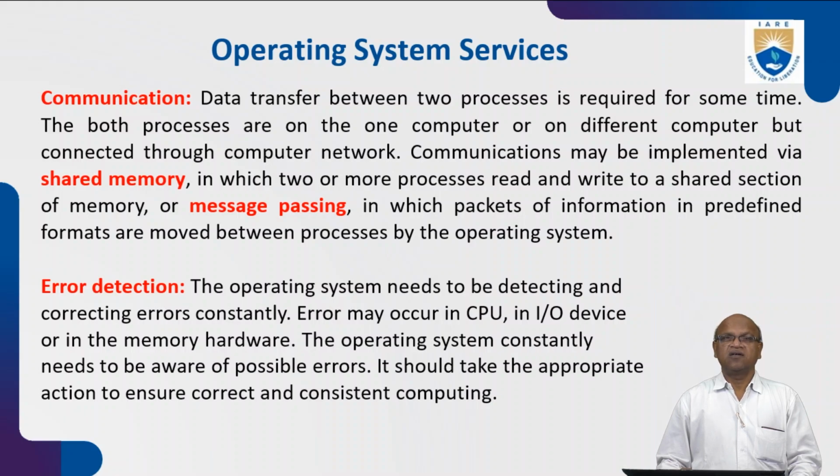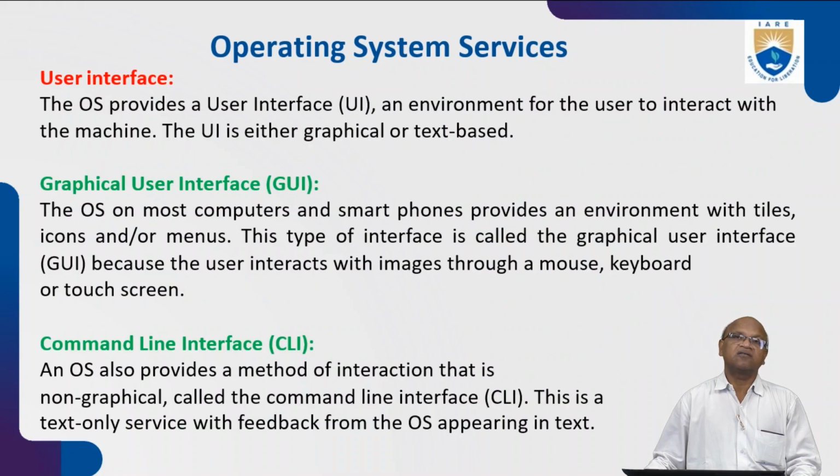That's what error detection is. The operating system needs to be detecting and correcting errors constantly. Errors may occur in the CPU, in IO devices, or in memory hardware. The operating system constantly needs to be aware of possible errors. It should take the appropriate action to ensure correct and consistent computing. Sometimes if there is an error, there are self-healing programs in the OS, so they may rectify it. So error detection and correction is also there.